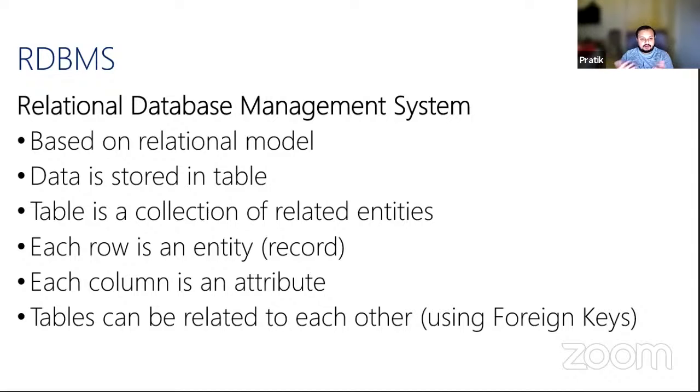If you're representing data as a hierarchy, it becomes a hierarchical DBMS. If you're representing it as a graph, it becomes a graph database management system. Or if you're representing it as relations or as tables, which is the main interest in this series, it becomes a relational database management system. Then we looked into what exactly a relational database management system is. Here the data is stored in terms of tables, a table is a collection of related entities, and each table can be related to other tables using something called foreign keys. So that's about this video.